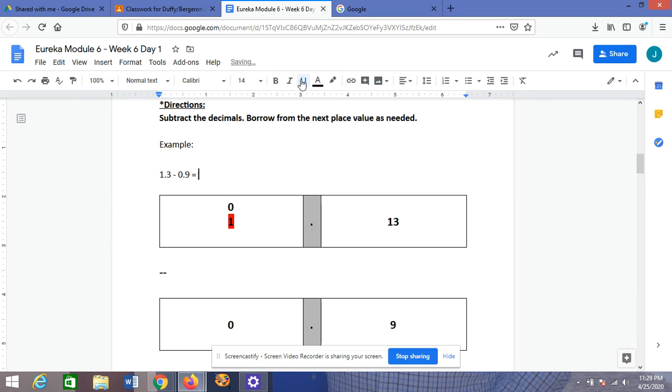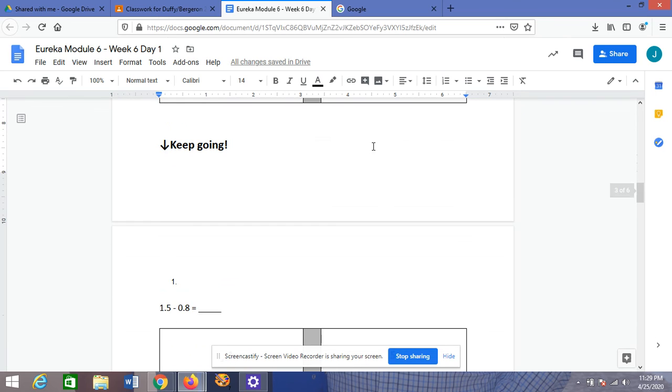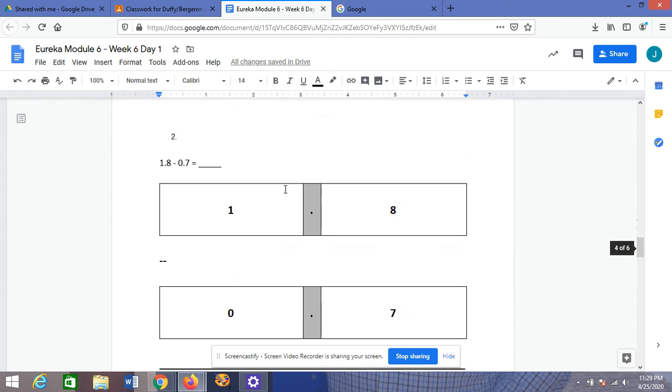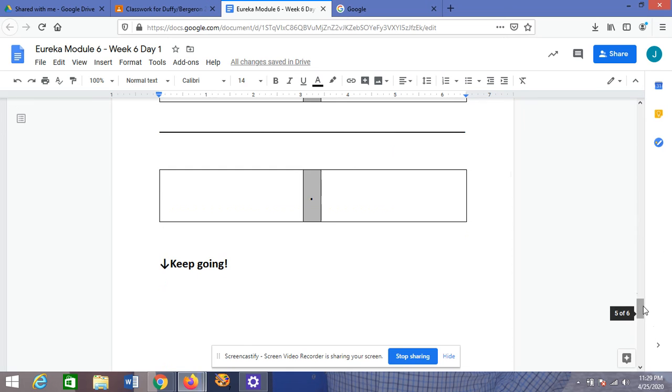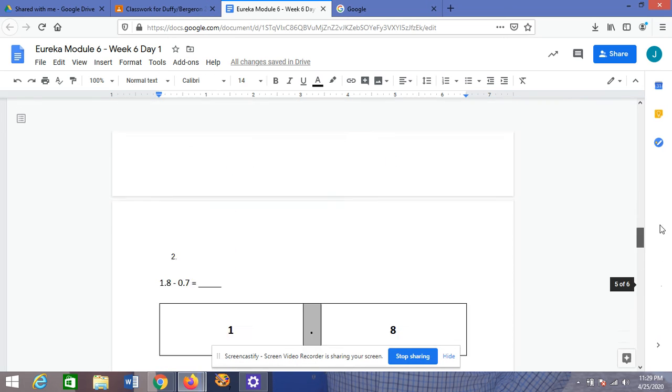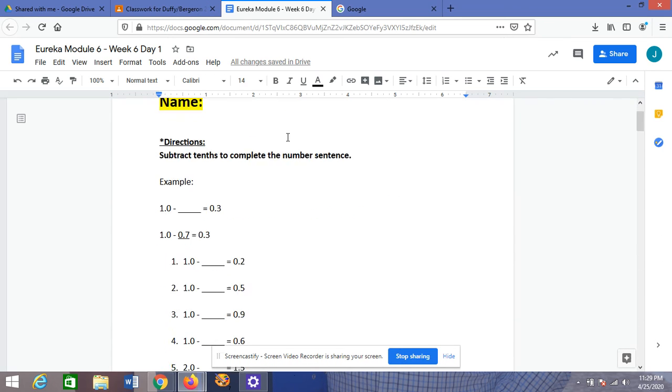So I think this should be pretty easy. If you have any questions, just message me on Google Classroom, or if you go in the meeting, or if you go to the 11:30 meeting, we can talk there too. There's just 4 of these problems, and then the 8 at the top. So pretty quick and pretty easy. You guys did good with the addition, so I think you're going to get this too.